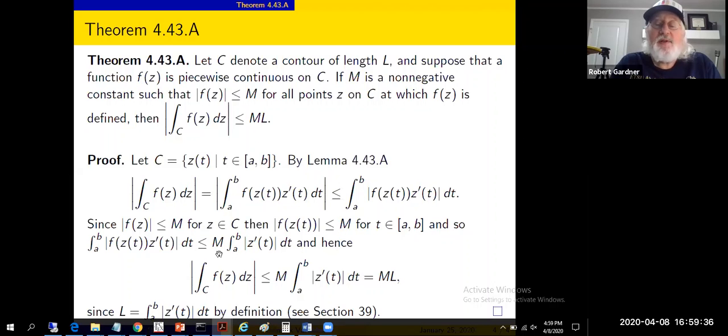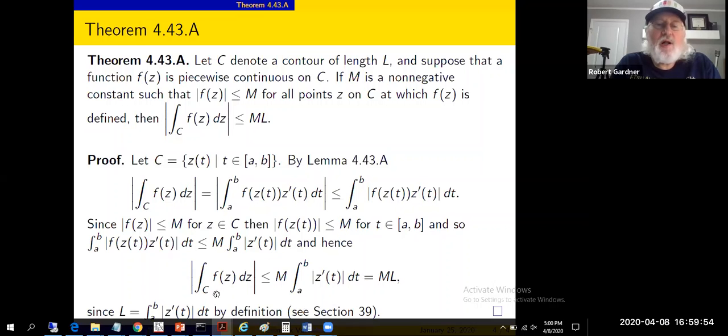We'll bring that constant M out of the integral. Now we're left with an integral from a to b of the modulus of z prime of t dt. Ring a bell recently? That's what we defined, I guess it was section 39, as the length of contour C.